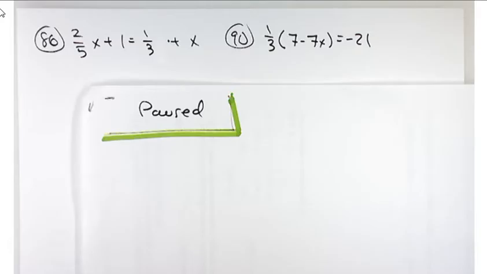Let me do that up here. So problem 86, everything gets multiplied by 15. You can't just pick and choose, like, oh, I'll multiply this by 15 and then this by 15. Everything has to be multiplied by 15.